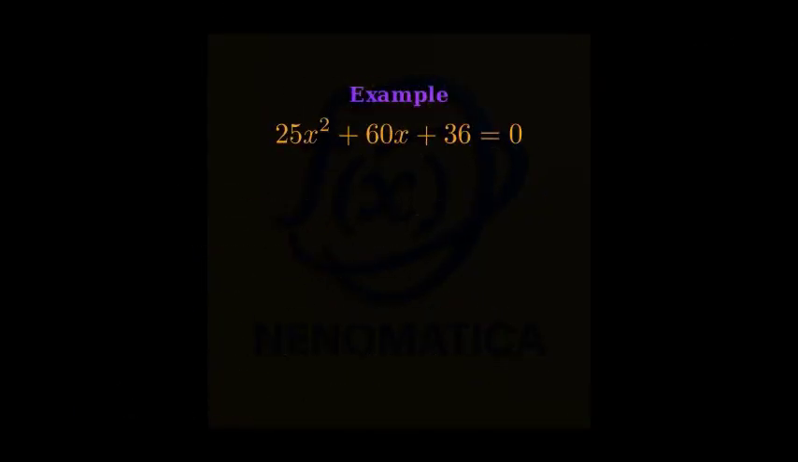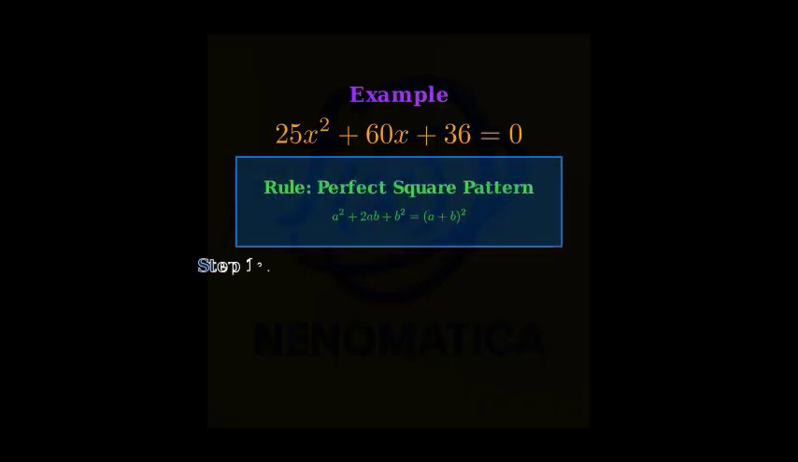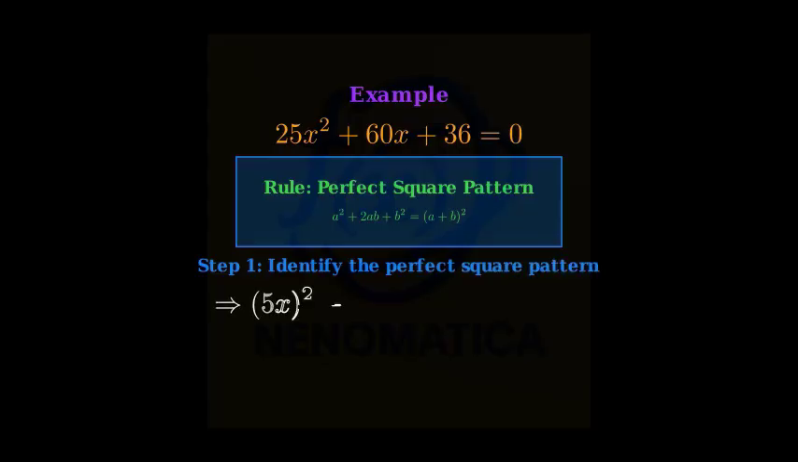25x squared plus 60x plus 36 equals 0. Our first step is to recognize that this equation has terms that might form a perfect square trinomial. We'll rewrite the equation to highlight this pattern. We can rewrite 25x squared as (5x) squared.